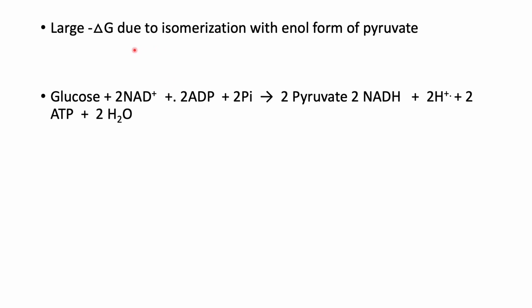So we have at the end of the process glucose plus 2 NADs plus 2 ADPs and 2 phosphates, giving 2 pyruvates, 2 NADHs, 2 protons, 2 ATPs, and 2 water molecules. This is the end result of the process, and there is a net gain of 2 ATPs in this process, and the NADH can be employed for other entities as necessary in the Krebs cycle or for any oxidative phosphorylation method.